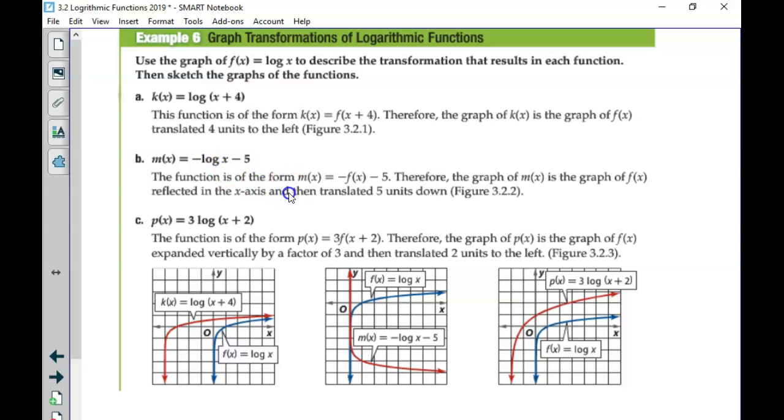This one has two things going on. Now, I hate that they do this because in my brain, this should be here. Okay? So there's a parenthesis there. So the negative first reflects over the x, and then this one would shift it down 5. It's down here. This one, what's the 3 do first? Vertical stretch, and then this one is left 2.